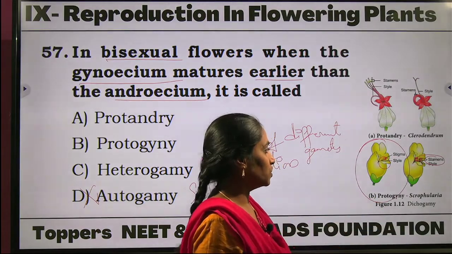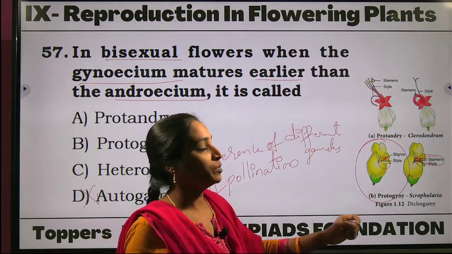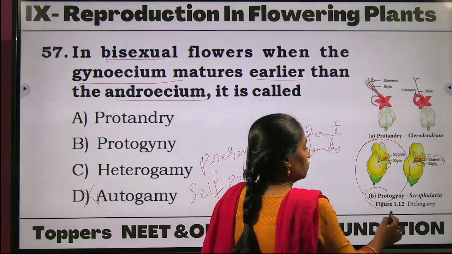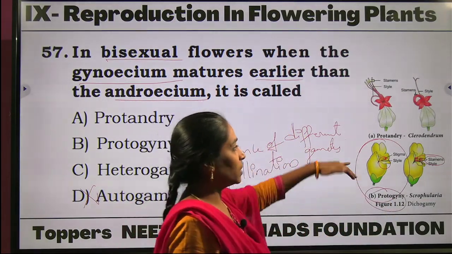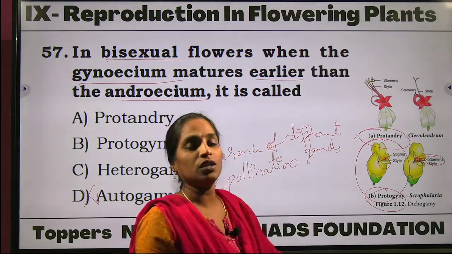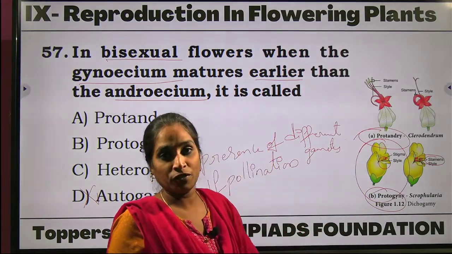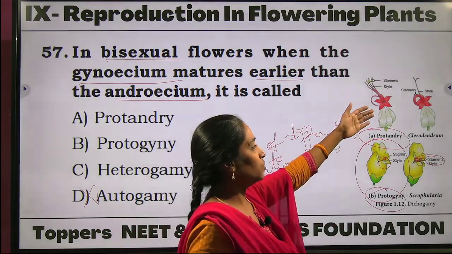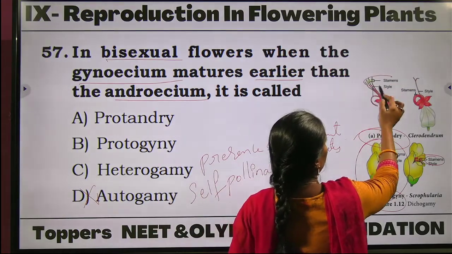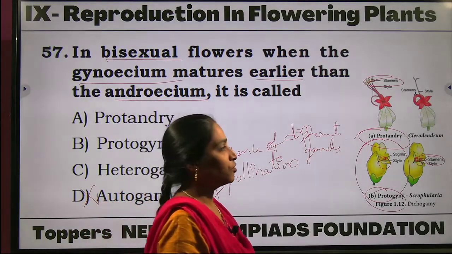In this we can observe that the female gamete matures first, before the male gametes. That condition is called protogyny. And what does the above picture indicate? It's protandry. Protandry is exactly the opposite of protogyny, right? In protogyny, the female matures first, but in protandry the male stamens mature first, and later we can observe the maturation of the female gamete.